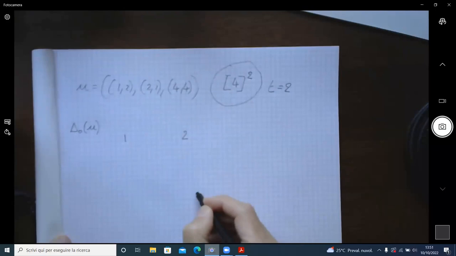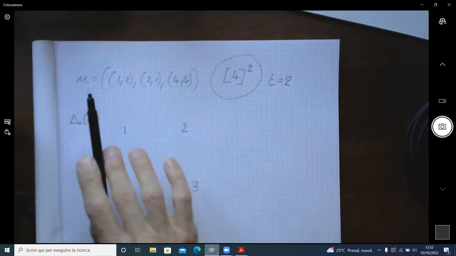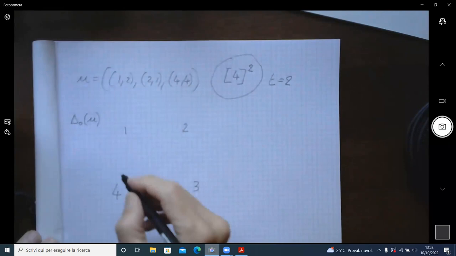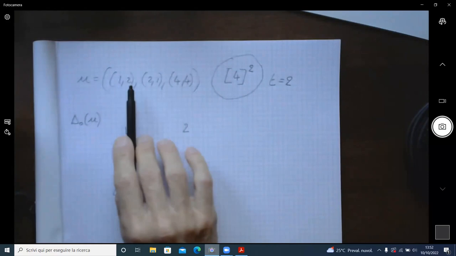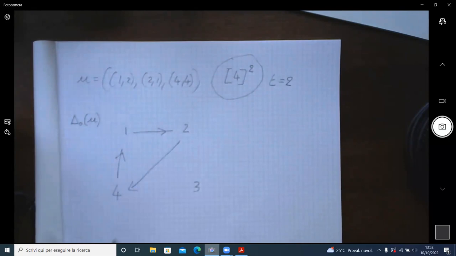Where do I put a directed edge? I have to look at what second coordinates U inverse can change. U inverse can change 4 to 1. Here it is. So I put an edge between 4 and 1. U inverse can change 1 to 2. So I put an edge from 1 to 2. U inverse can change 2 to 4. So I put an edge from 2 to 4. Okay. So that would be my delta zero of U. The second coordinates that you can change.